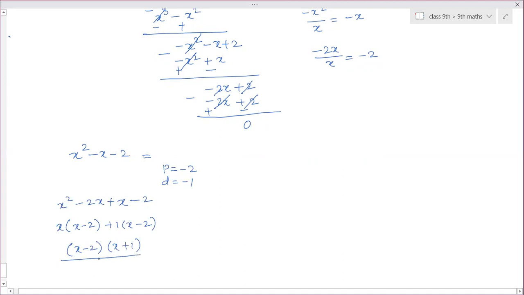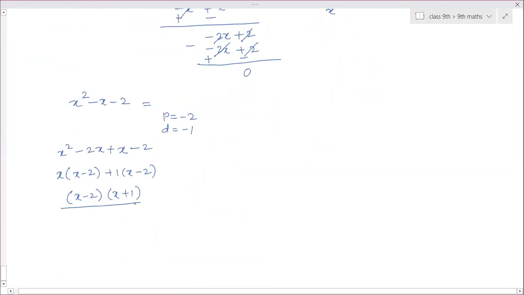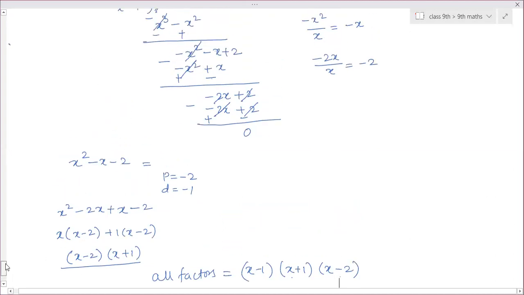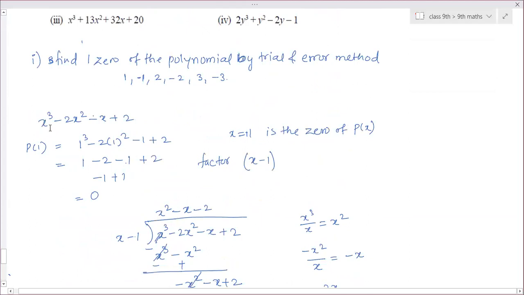So these are the two factors we got, and the earlier one factor, that is x minus 1. So all factors are x minus 1 that we have calculated earlier, then second one is x plus 1 and the third one is x minus 2. So these are the three factors of that polynomial. Ma'am, if I multiply these three, will I get the same polynomial? Yes, you will get the same polynomial, this one.